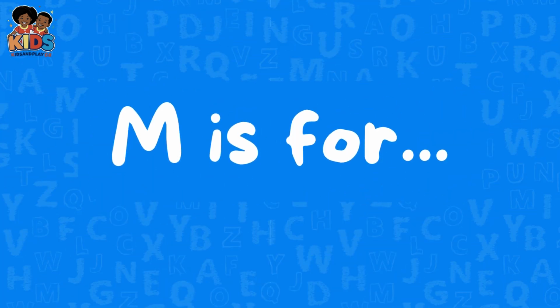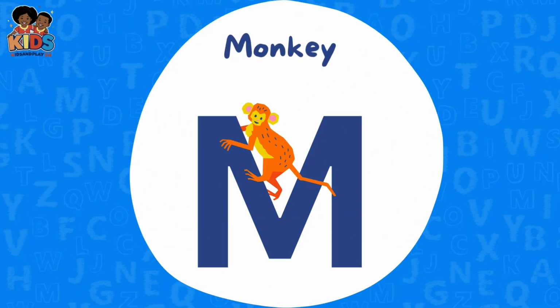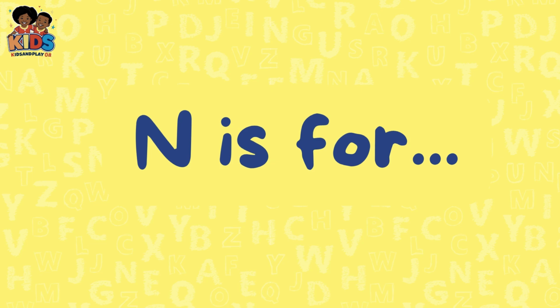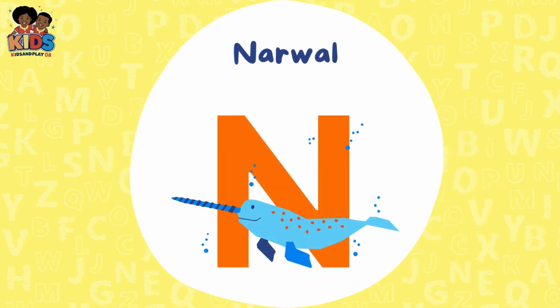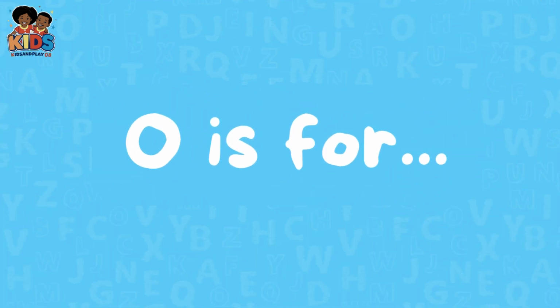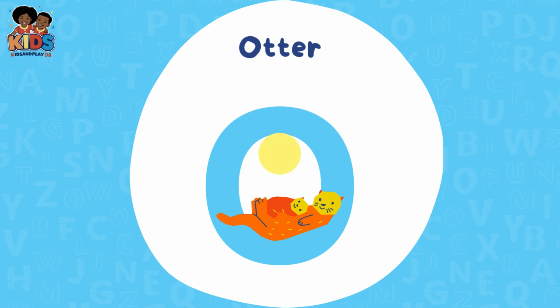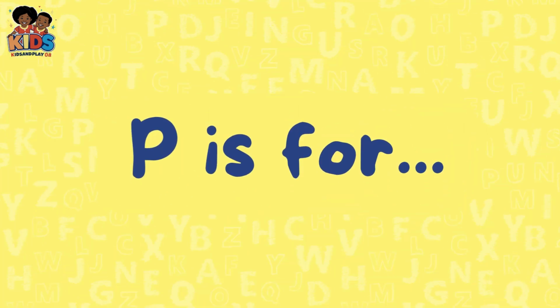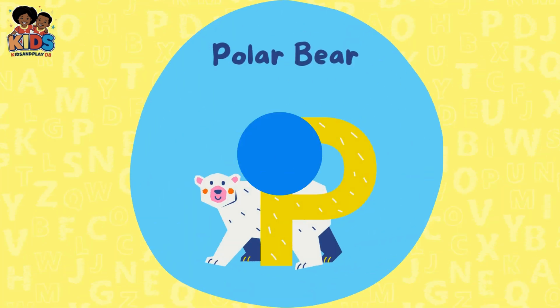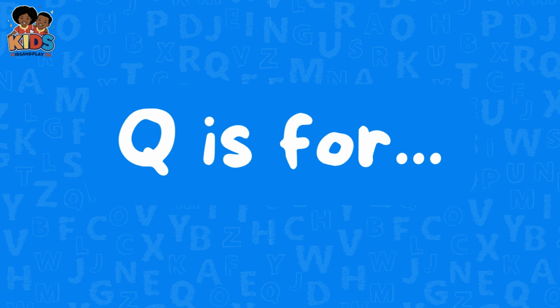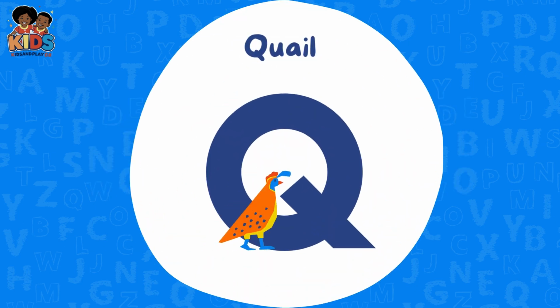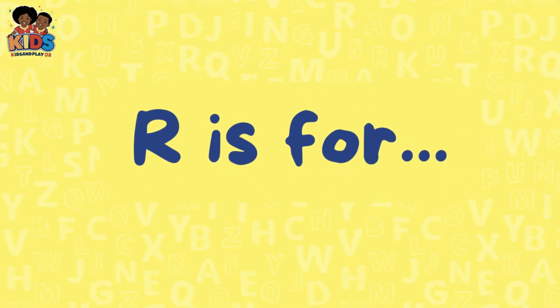M is for monkey. N is for narwhal. O is for otter. P is for polar bear. Q is for quail. R is for rooster.